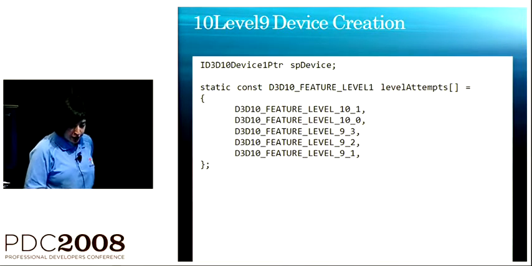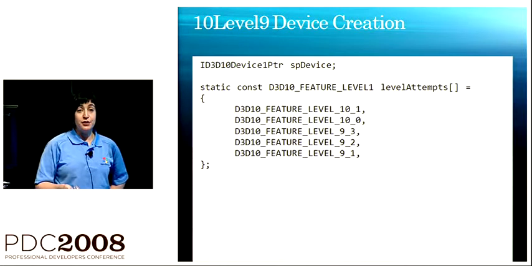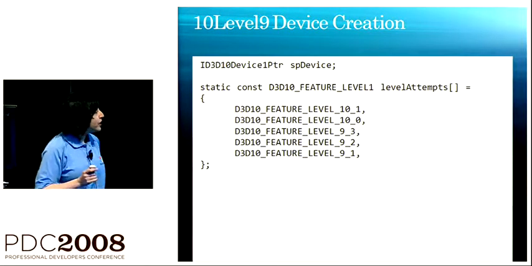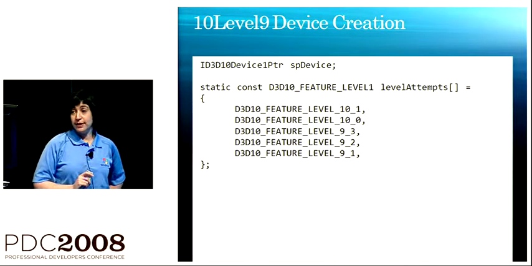We have our device pointer here at the top, and here I've created an array with different feature levels. We're going from 10.1 all the way down to 9.1. So we're starting with the highest feature level and going on down.